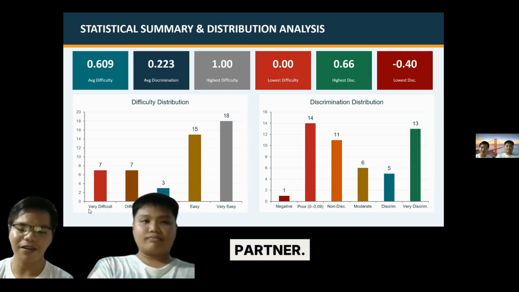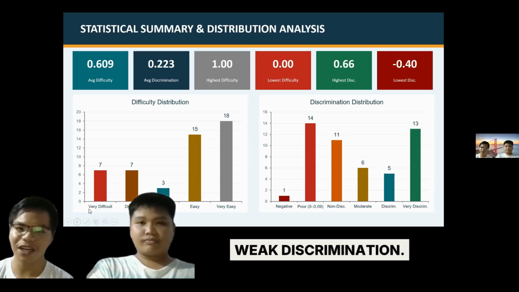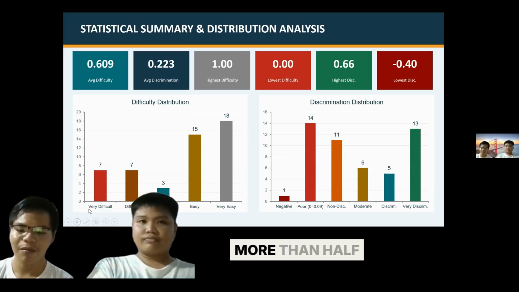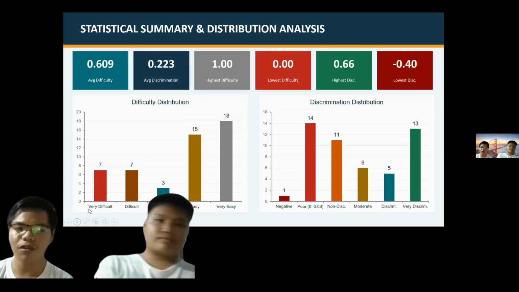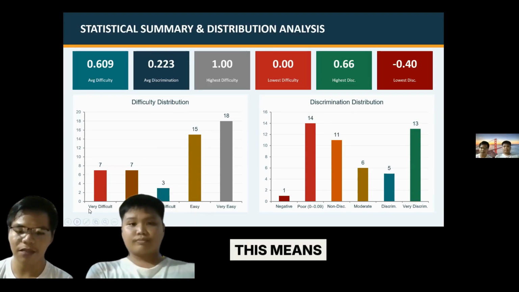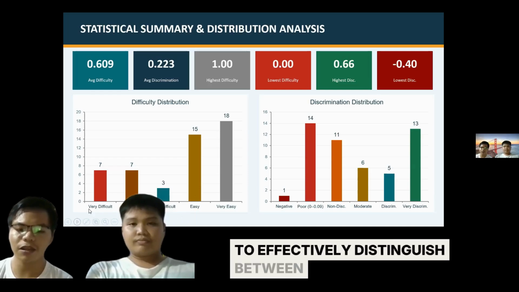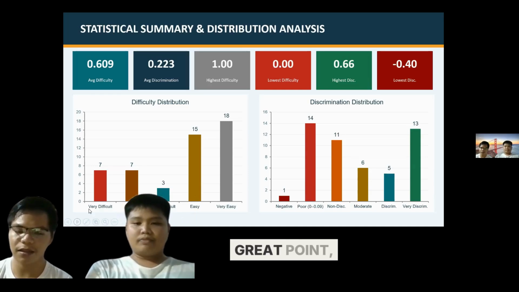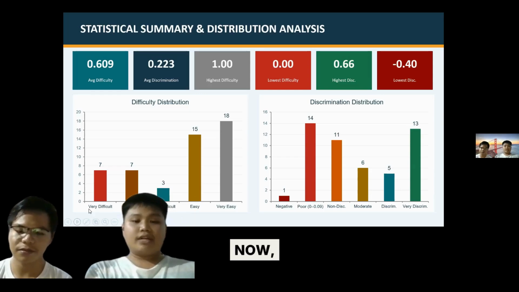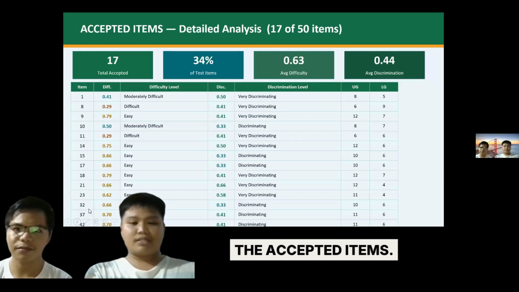Yes, indeed, partner. Another key finding is that many items showed weak discrimination. In fact, more than half of the items had a discrimination index below 0.20. This means that a significant number of questions failed to effectively distinguish between high and low performing students, which is a major concern in test validity. Great point, partner. Now, let's begin with the accepted items.